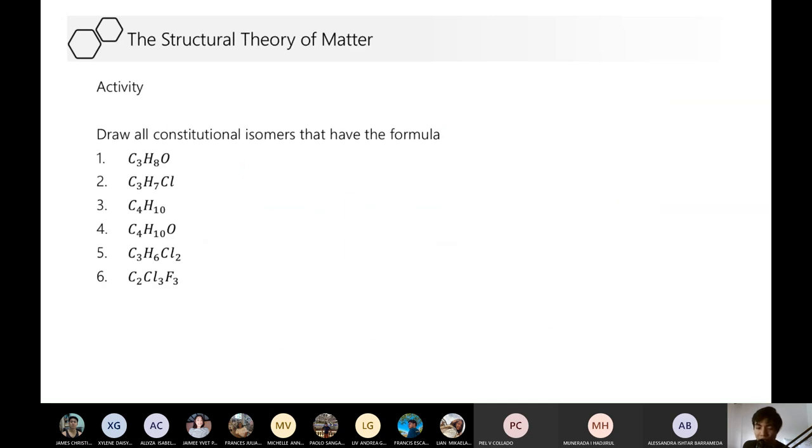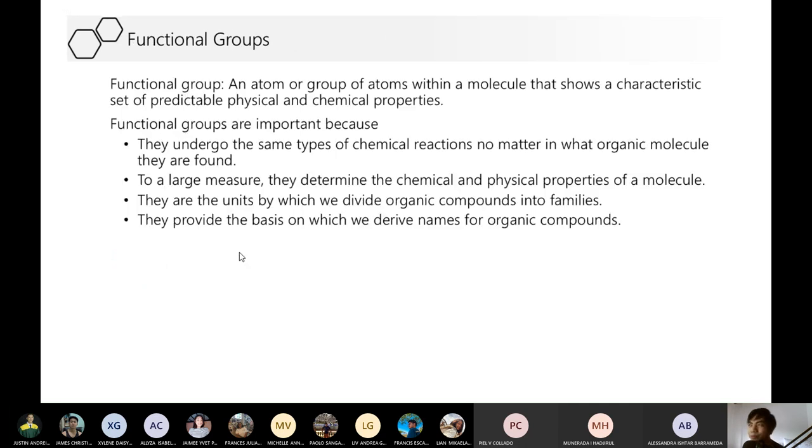Sagutan nyo na lang yung 3, 5, and 6 sa inyong after the class. So, yan. Okay, and punta naman tayo sa functional groups na. Depending on the connectivity of your atoms, you can have functional groups na. So, ano yung mga functional groups? They are group of atoms. Or pwede silang atom, pwede silang group of atoms within a molecule that show characteristic or predictable properties na.